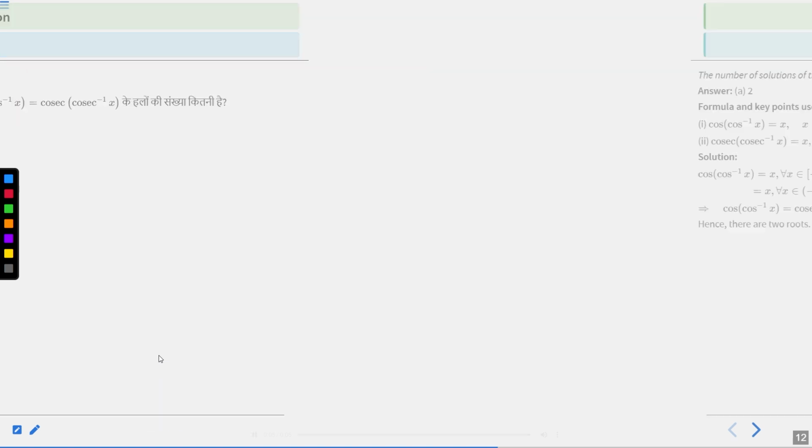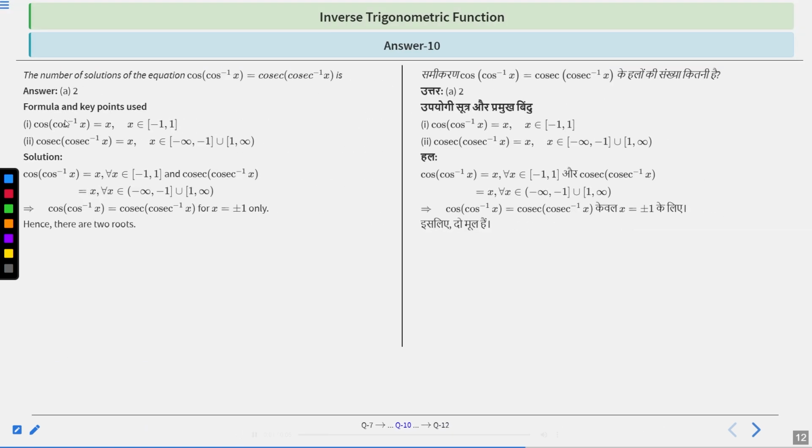Okay, let's move to the solution part. The formula and the key points we will use in this lecture is, first is cos of cos inverse x is equal to x when x will lie between minus 1 to 1. Second is cosec of cosec inverse x is equal to x when x lies between minus infinity to minus 1 union 1 to infinity. So cos of cos inverse x is equal to x for all x belongs to minus 1 to 1, and cosec of cosec inverse x is equal to x for all x belongs to minus infinity to minus 1 union 1 to infinity.